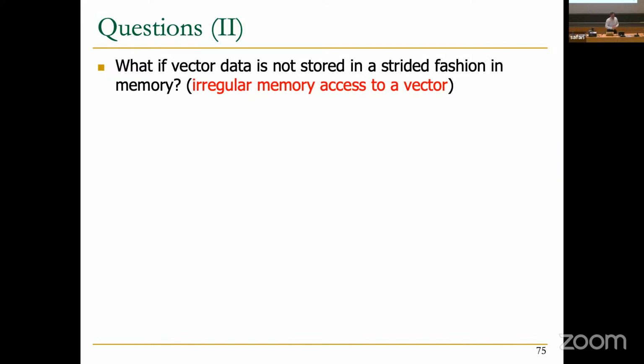Okay, so now let's talk about some more thorny issues. What if vector data is not stored in a strided fashion in memory? What if you have irregular memory access to a vector?